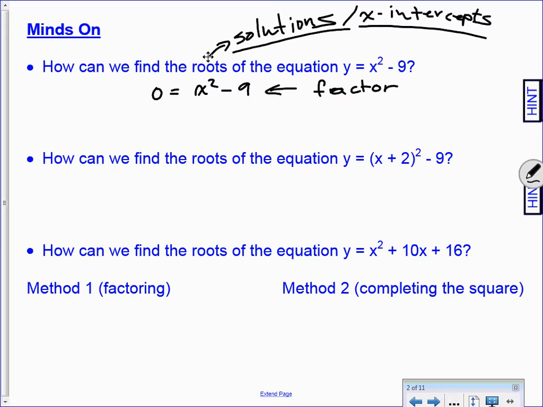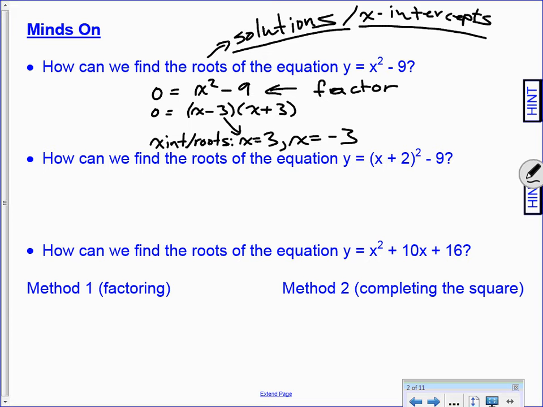Now, you'll notice that this is a difference of squares, so we end up with 0 is equal to x minus 3, x plus 3, and that means our x-intercepts, also known as the roots of our equation, are x is equal to 3 and x is equal to negative 3. Now, if you're not sure, this was the hint that I was going to give you.